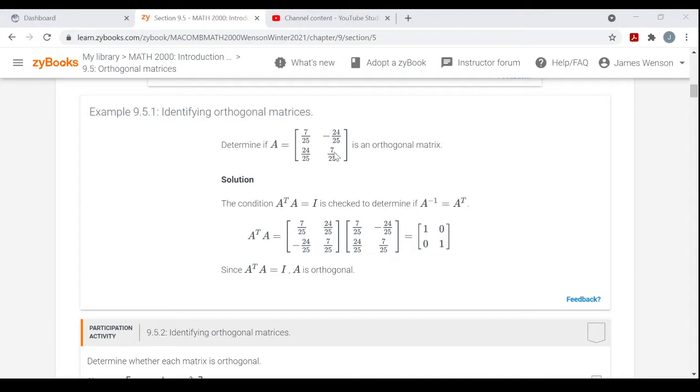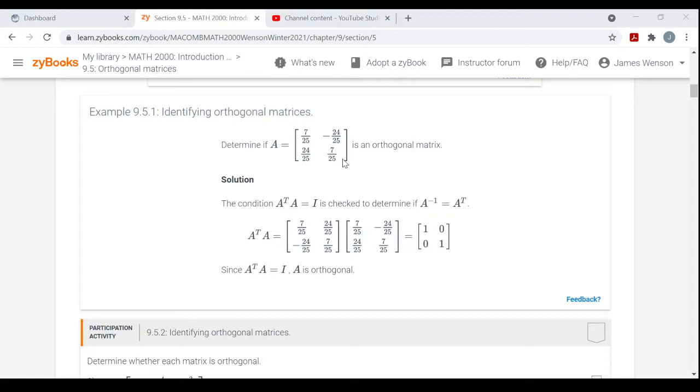So these column vectors, 7/25, 24/25 and -24/25, 7/25, should form an orthonormal basis for R2. And you can check that they're orthogonal: do the dot product, you get 0 between these two. And each vector has a norm of 1, or a length of 1 unit.